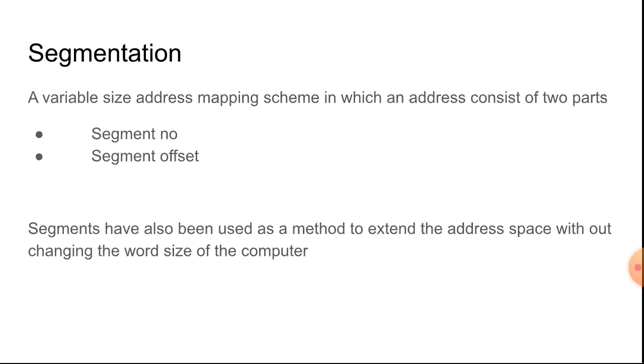Next one is segmentation. A variable size address mapping scheme in which the address consists of two parts. First one is segment number and second one is segment offset. Segments have also been used as a method to extend the address space without changing the word size of the computer.